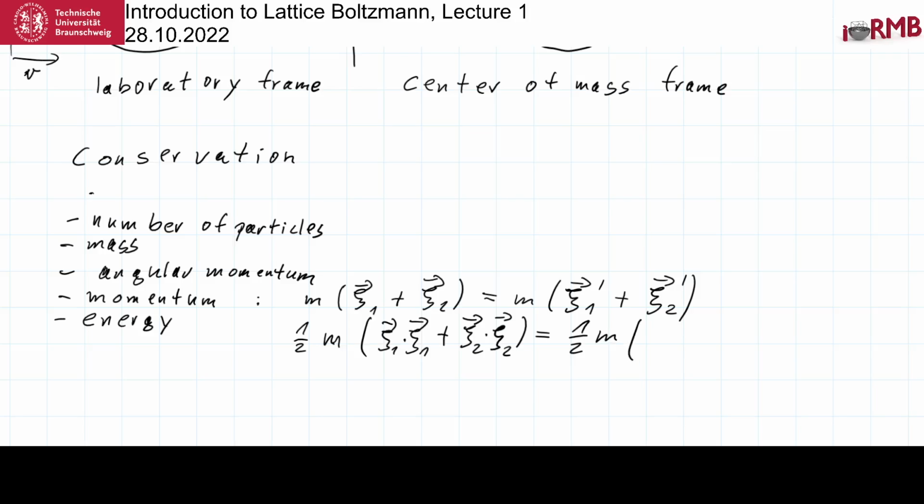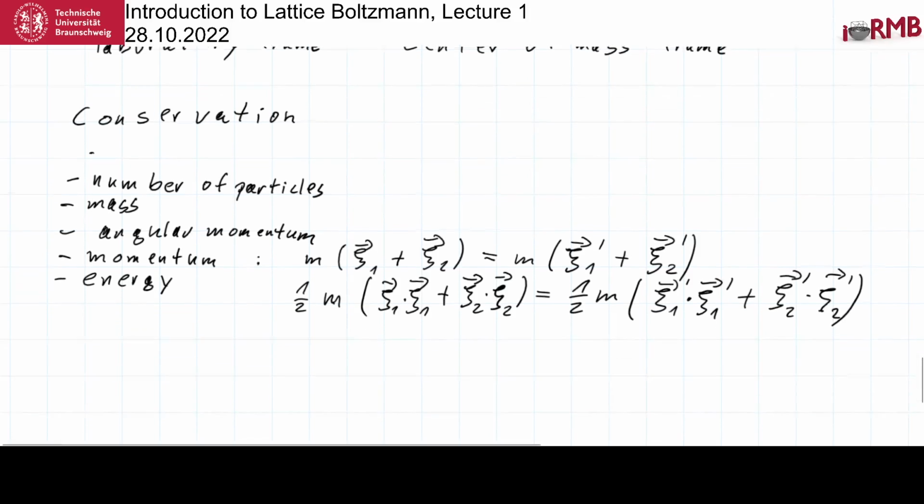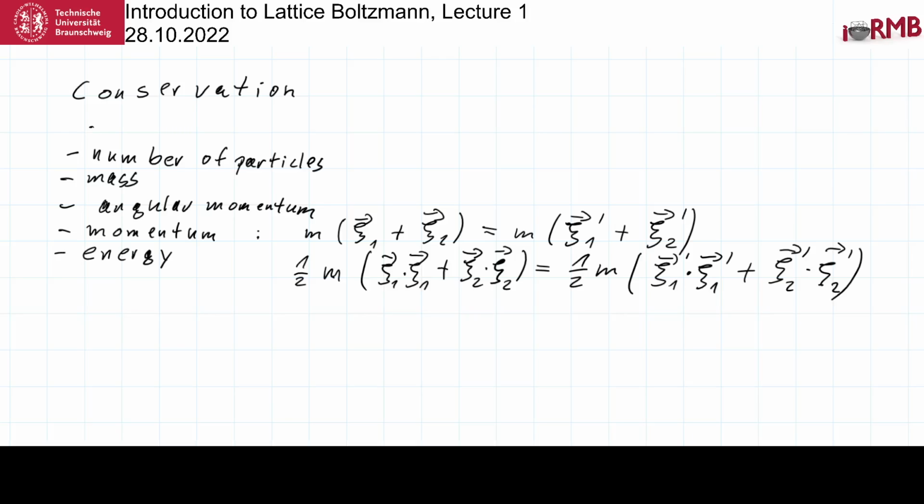So this is something that you can erase. Xi1 after collision times xi1 after collision plus xi2 after collision times itself. So this is the definition of energy, and this is conserved, so this is something that gives us information on what is coming in and what is going out.